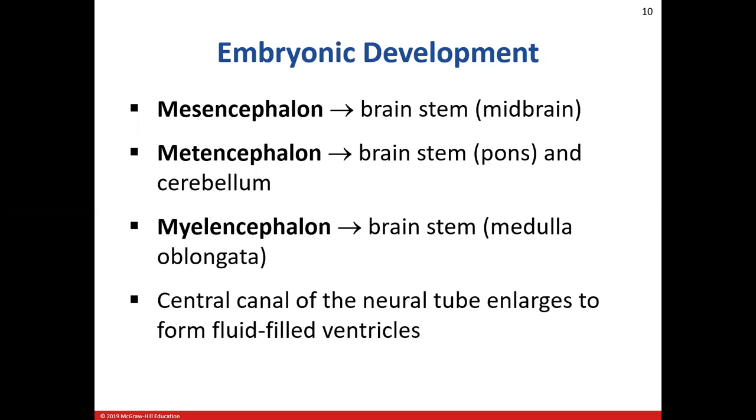You'll note that the midbrain, the pons, and the medulla are the three components that make up the brainstem of the brain. The central canal of the neural tube then enlarges, and it's going to form our fluid-filled ventricles that we're going to find within brain tissue.